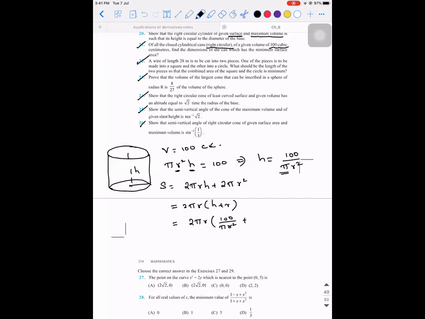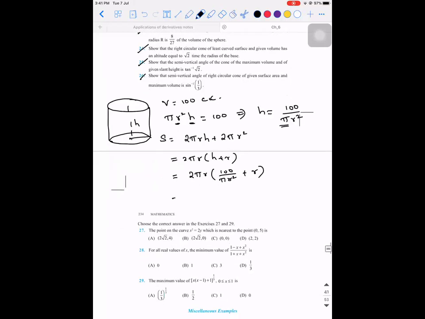Can I write it like this? So when I multiply, 2 pi and pi cancel, so 200 divided by r, plus 2 pi r square. So 200 divided by r plus 2 pi r square is the value of S. So do dS by dr equal to 0 and find out what is the value of r and h.